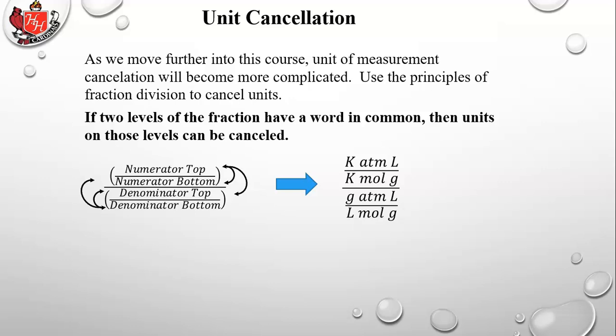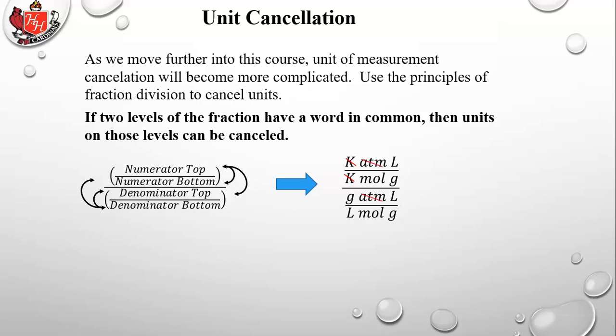So again, if any two of the units have a word in common, either numerator is in common, bottom is in common, top is in common, or denominator is in common, then you can cancel the units. So let's take the first one, and you can go in any order, by the way, and you'll get to the same result. So here we started with Kelvin. You have Kelvin in the numerator top and you have Kelvin in the numerator bottom. Since they both have the word numerator in common, they can cancel.